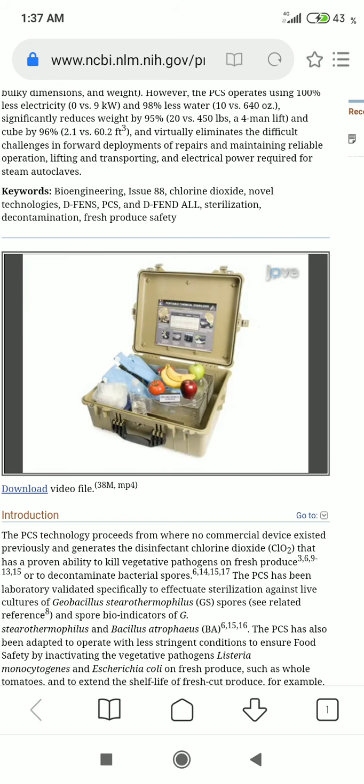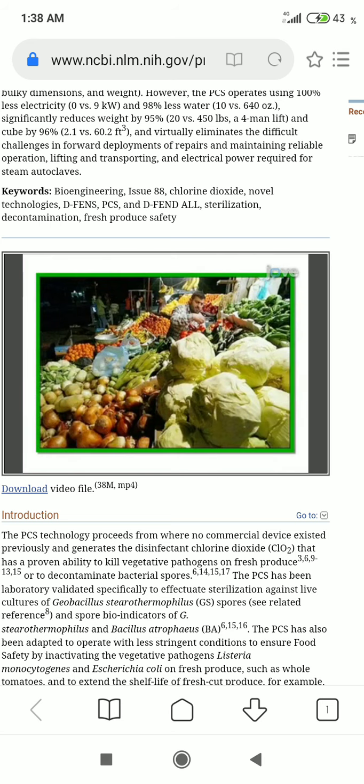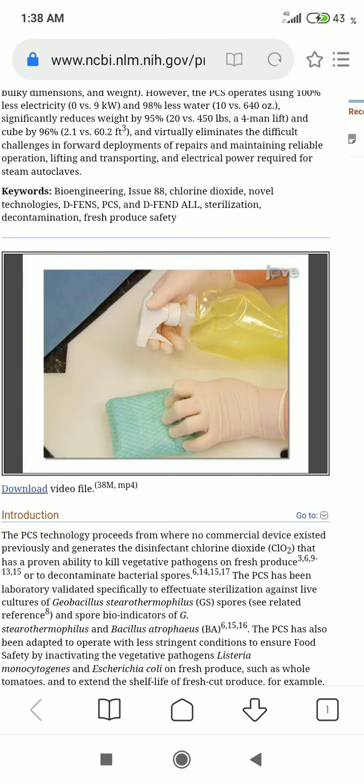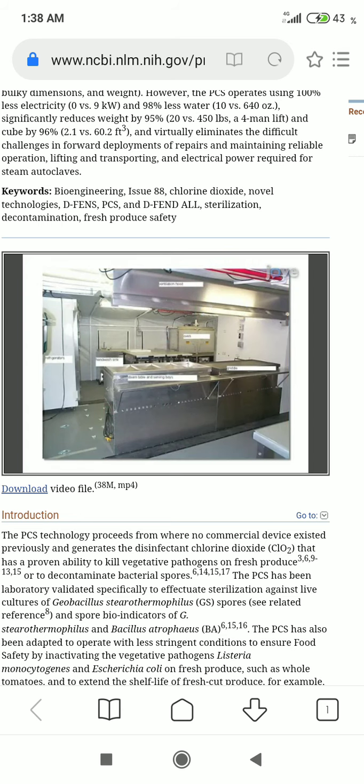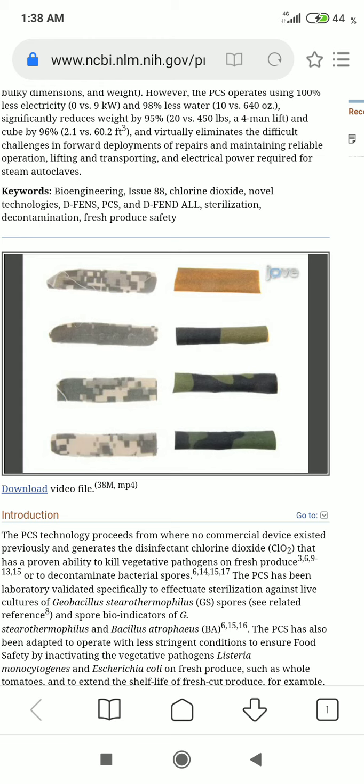Validation studies demonstrated that the PCS sterilizes bacterial spores and inactivates pathogens on fresh produce. Spraying and wiping with Defends inactivates pathogens on porous or hard surfaces, and Defend-All decontaminates bacterial spores inoculated on textiles.